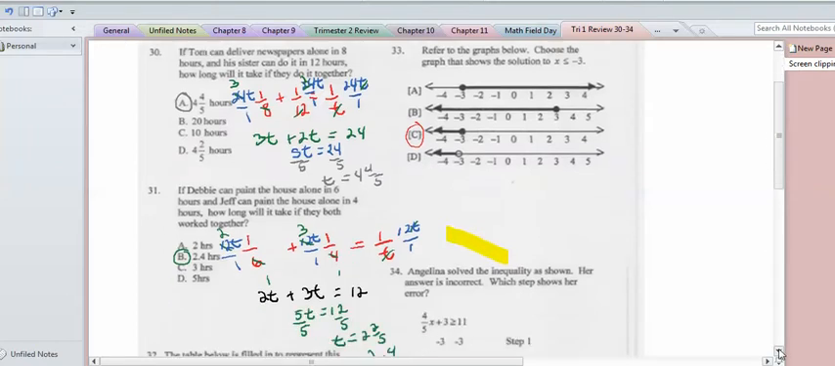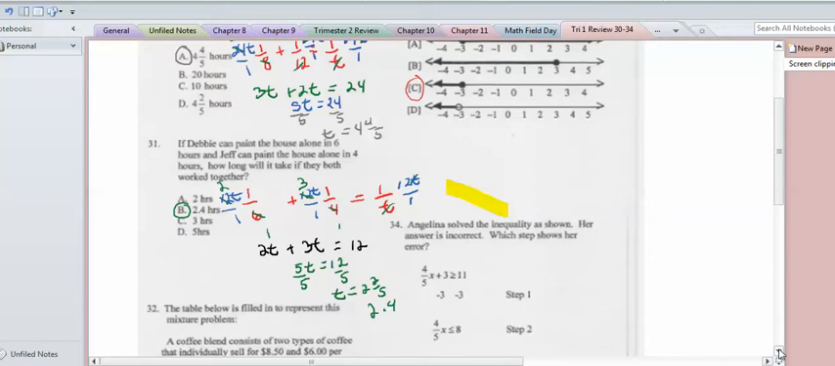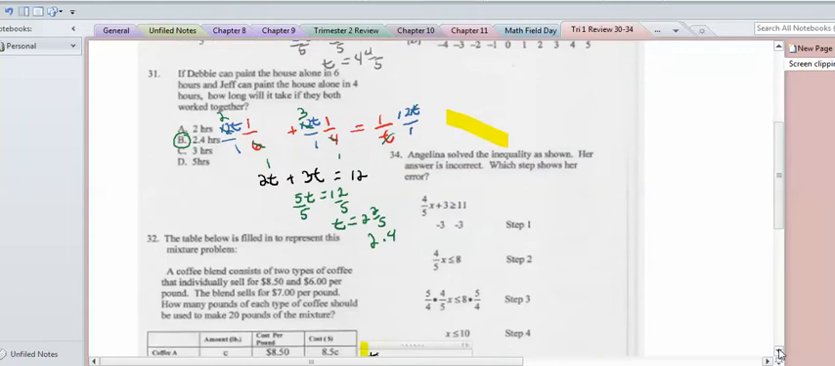The next one. Okay, Angela solved the inequality as shown. Her answer is incorrect. Which step shows her error? So if I looked at the first one, she subtracted 3 from both sides. That is a correct step. But if you notice on the next step, she flipped her sign right here.